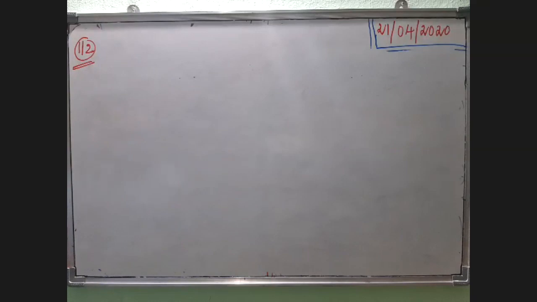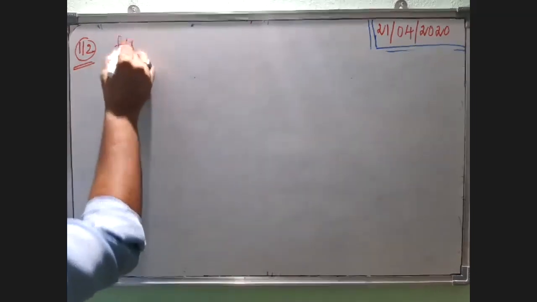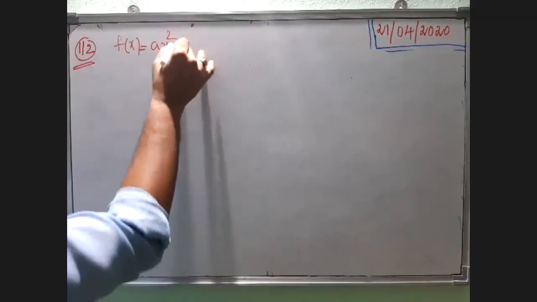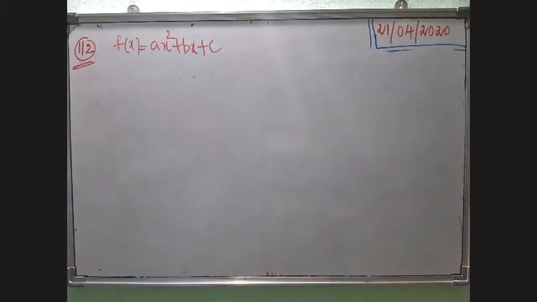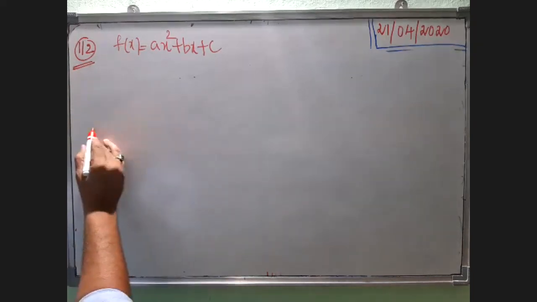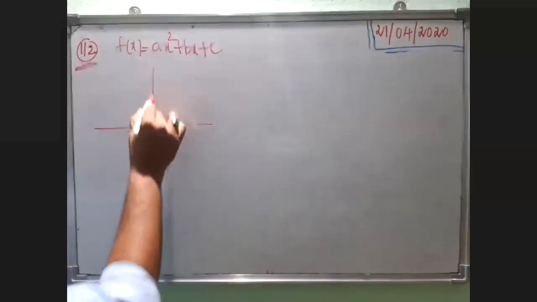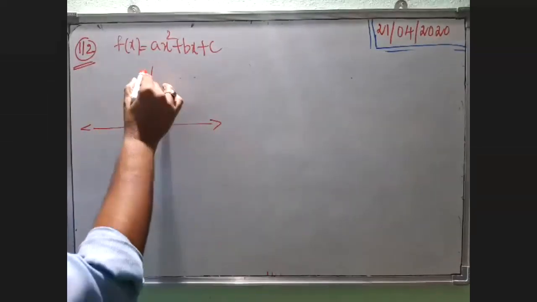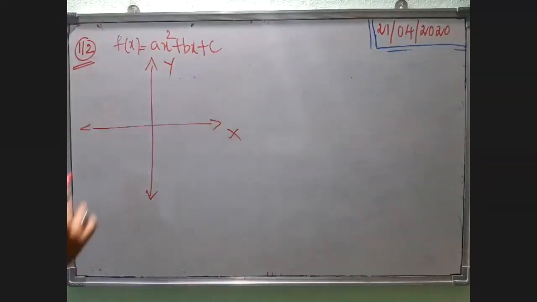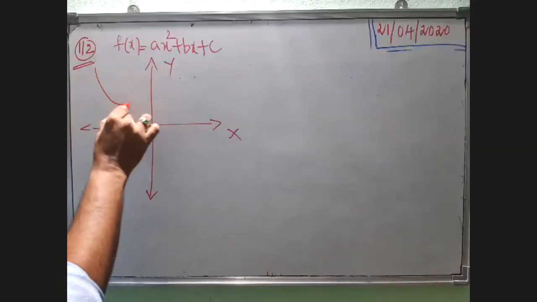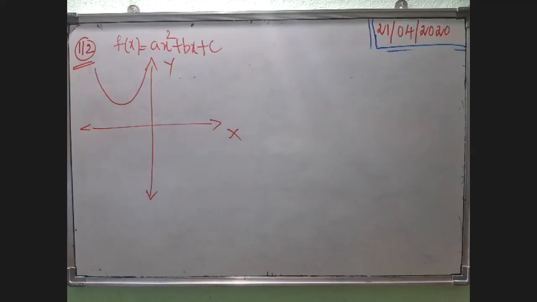Question number 112. The question is based upon one graph, and the graph is given like this. He gave the function f of x as ax square plus bx plus c. I have told you earlier that it represents a parabola which can open either upwards or downwards. But here he gave the diagram very clearly. These are the x-axis and y-axis, and there is a parabola which is open upwards like this.